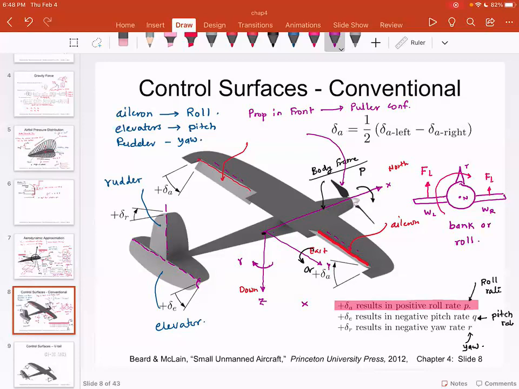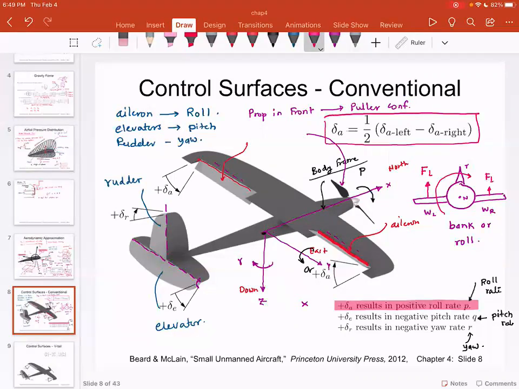But before we do that, I want you to understand how we implement this control surface in the flight. For example, the overall delta, which is the overall aileron deflection, is considered as the difference between delta A left, the aileron deflection left, minus delta A right, and half of it. That will be considered when we actually look at the simulation.